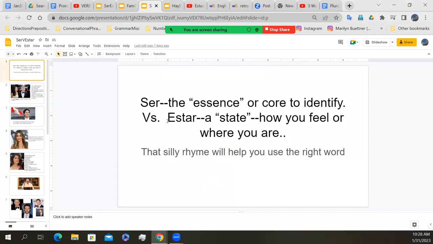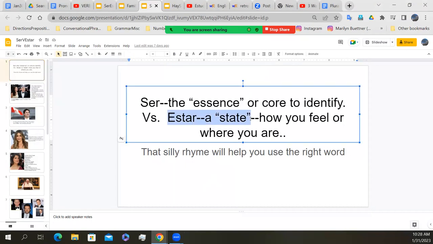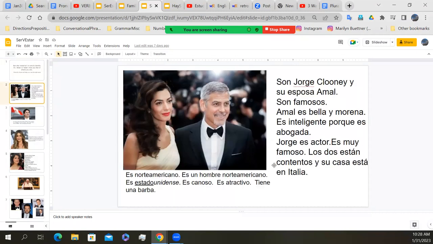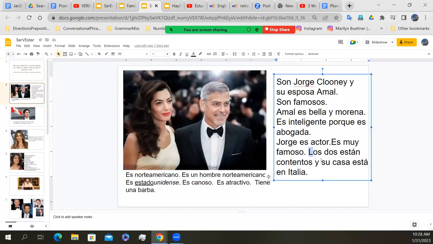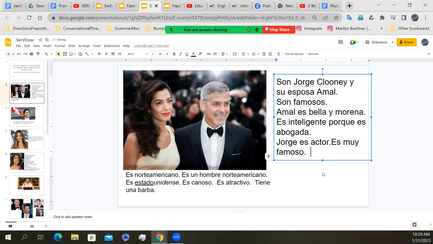We're going to talk about this verb estar in a little bit. Not just yet, but soon. Estar is used also to mean to be, but it talks about how you feel or where you're located. And we'll see the silly rhyme in a little bit, but not quite yet. We're going to look just at the ser examples. We're going to take those out. If I talked about these two people, I'm talking about more than one person, so I've got to use son to say they are.